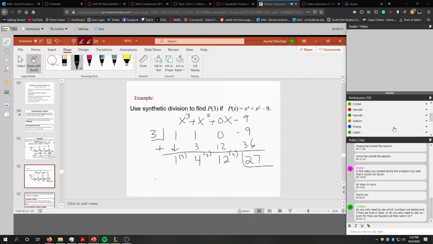So let's check it. So I get 27 plus 9 minus 9 equals 27. I think that's pretty cool. That the remainder you get when you use synthetic division is what you would get if you plug that number into the polynomial. So that can be helpful if you have to use synthetic division anyway.